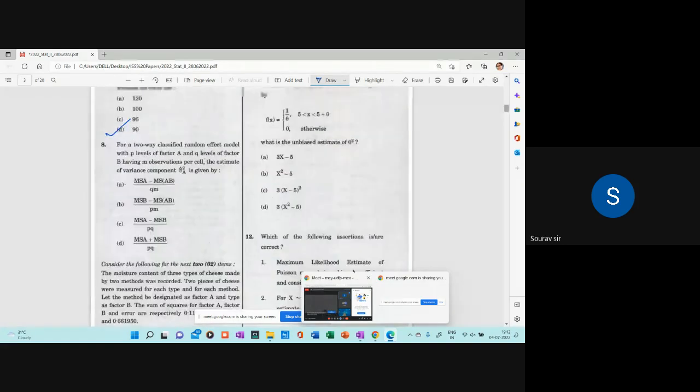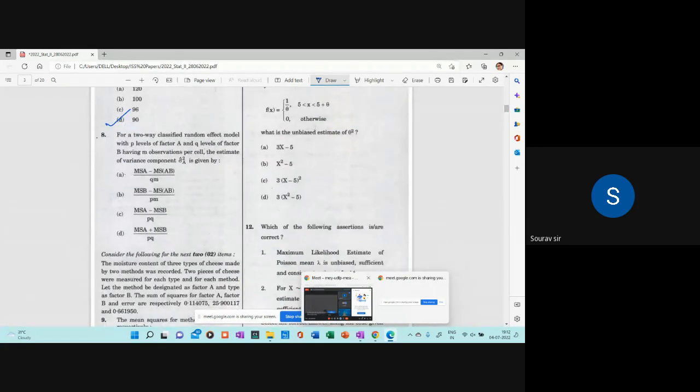Next, we go for question number 8. For the two-way classified data with P levels, Q levels, and M observations per cell, we have to estimate the variance of sigma A hat. By keeping a parity with the one-way ANOVA and others, we can find out the variances as well.